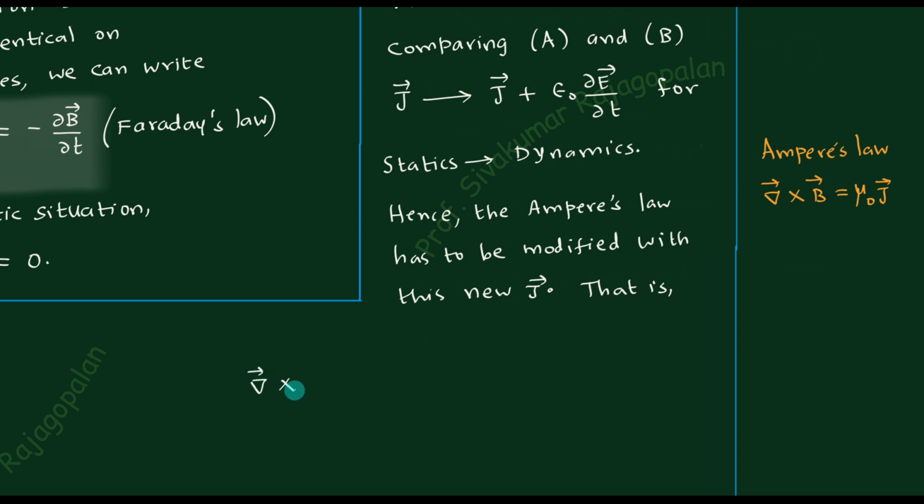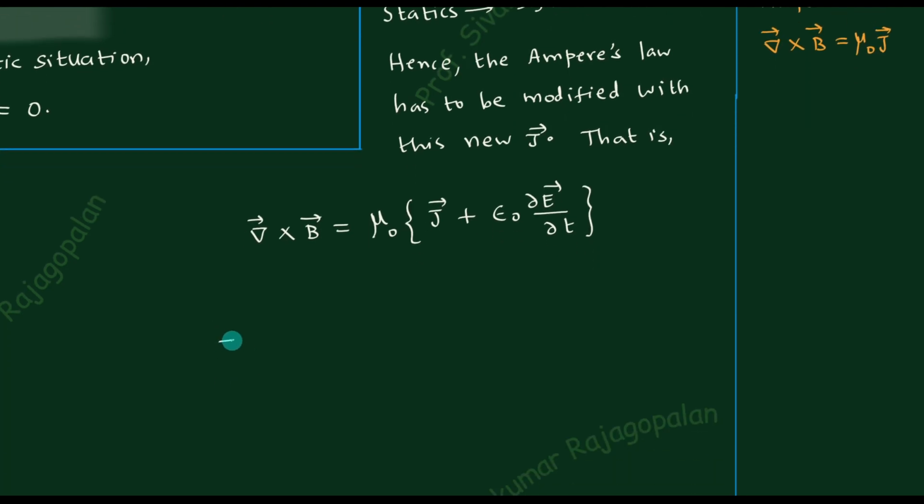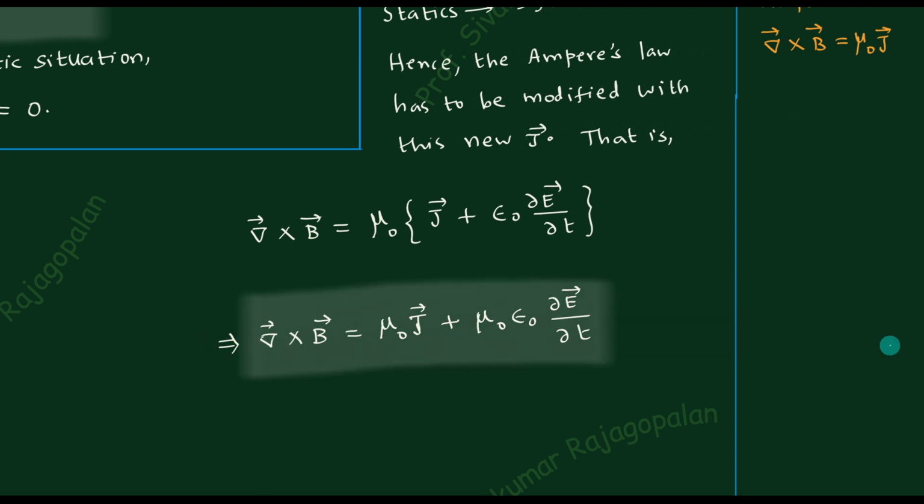Now we will modify this. So how does the equation look? Mu naught into j becomes j plus epsilon naught into dou E by dou t. If you do that, then Ampere law has been updated to the dynamic case. I'll just multiply by mu naught here. Simply I'm multiplying mu naught, that's all. And this is the important equation that you have.